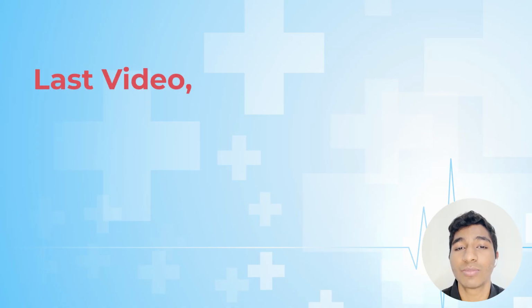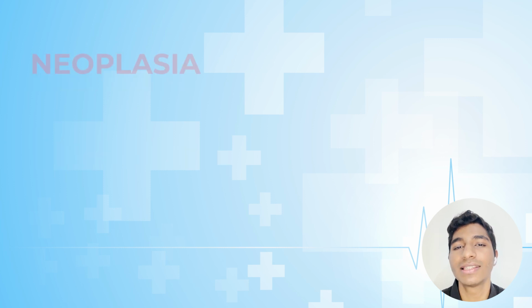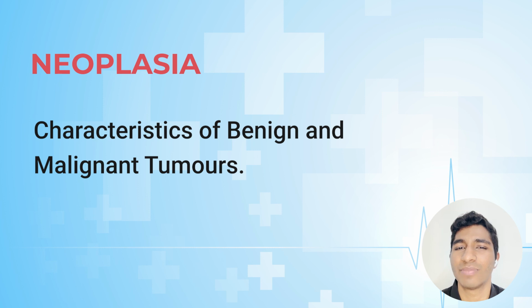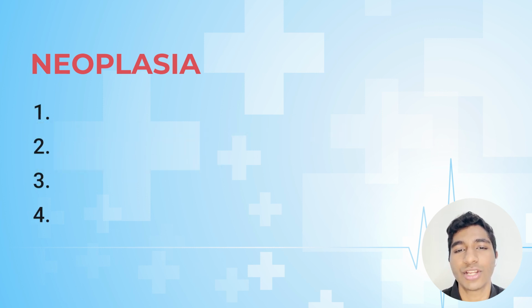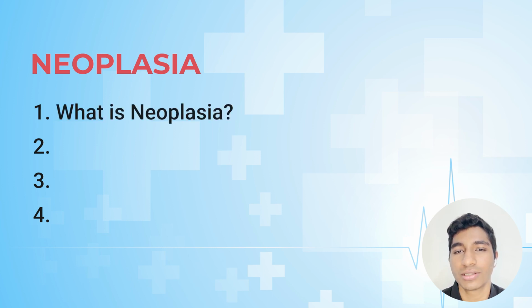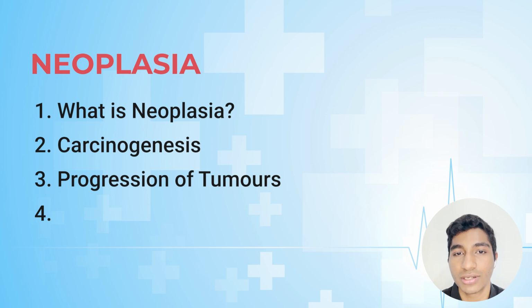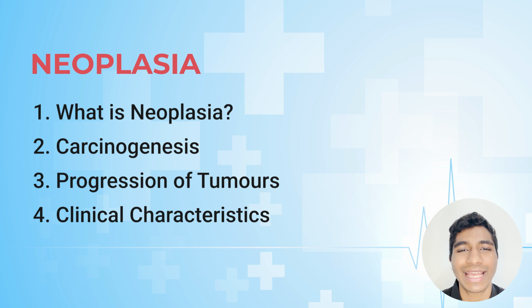So in the last video we spoke about amyloidosis. In this video we'll be talking about neoplasia and discussing a few characteristics of benign and malignant tumors alike. To make it easier, we'll discuss neoplasia under 4 simple headings. The first one is what is neoplasia, the second one is the genesis of the tumors or carcinogenesis, the third one is the progression, how the tumor progresses and how it spreads, and the fourth one is a few clinical characteristics to help identify between benign and malignant tumors alike, right?